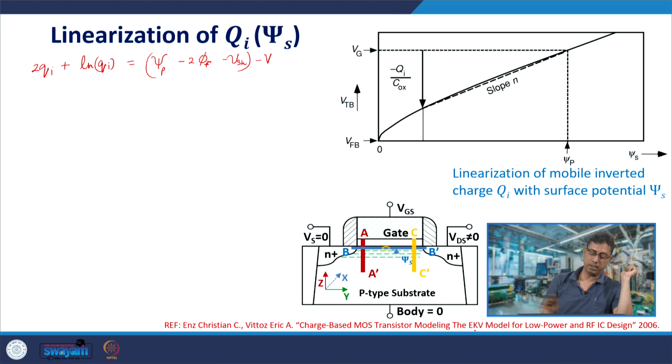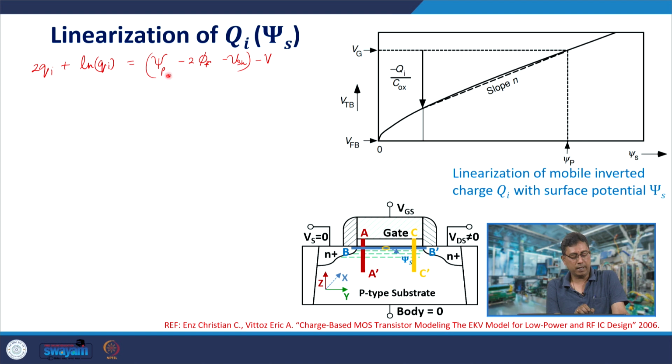Now, what is this local channel potential? For example, in this case, because source voltage is 0, the local channel potential here is 0 and here the local channel potential is VDS. So, it increases from the source edge of the channel to the drain edge of the channel. That is this local channel potential V. Suppose it is 0. Then you have the highest value of 2 q I plus natural logarithm of q I. What is q I? This is the normalized inversion charge density, and so it has a large, positive value when the local channel potential is 0.